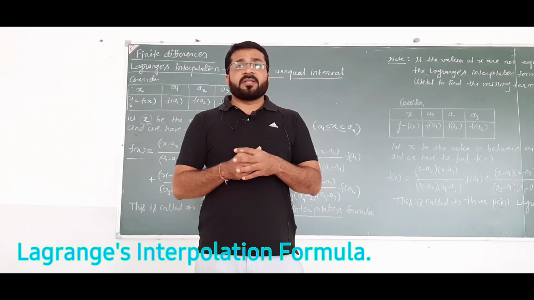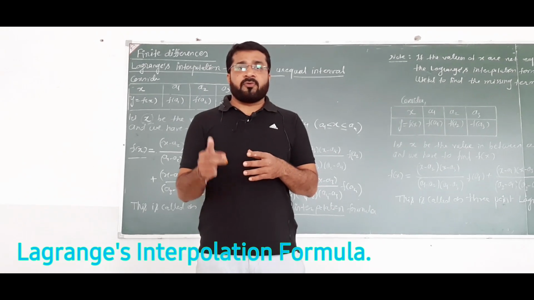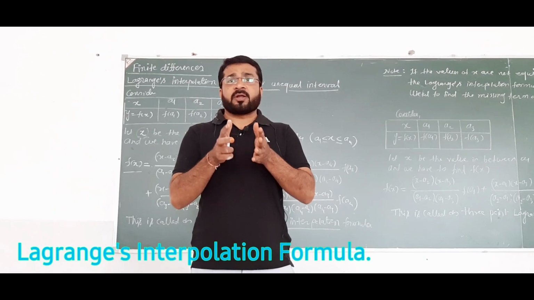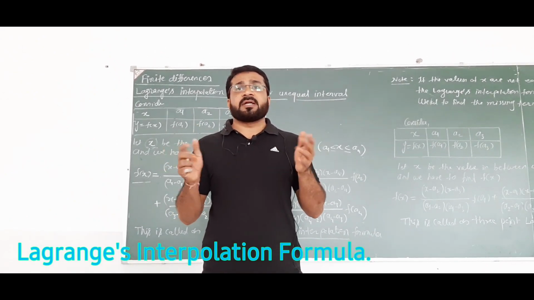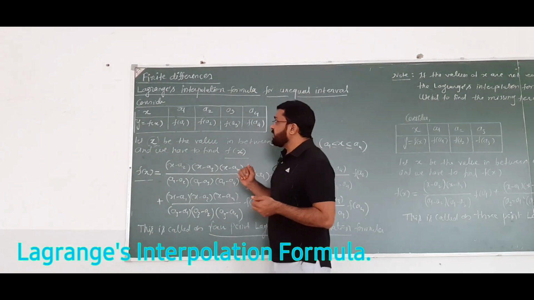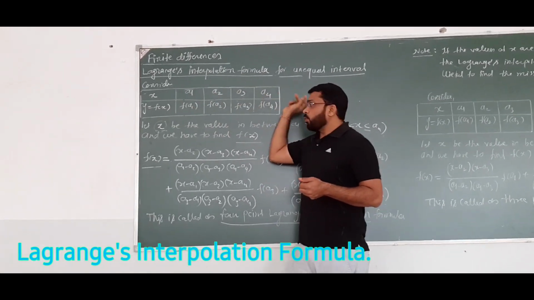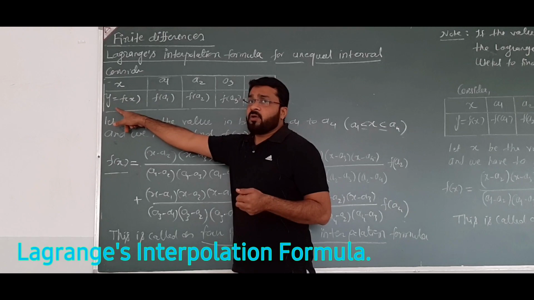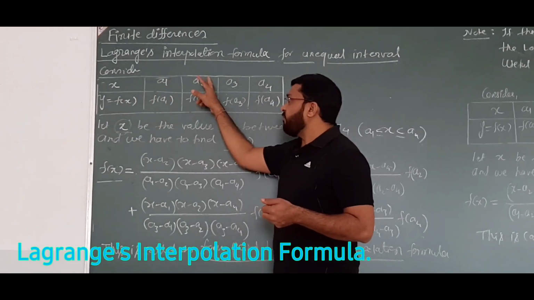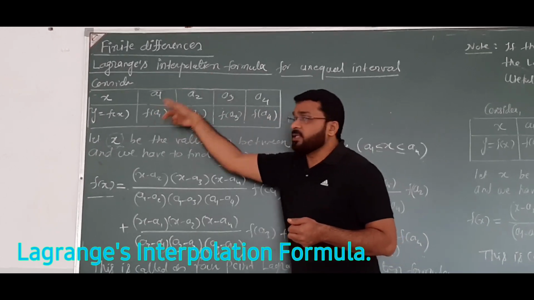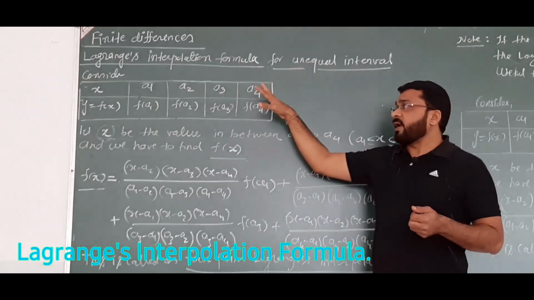Okay, let us see today the topic that is Lagrange's interpolation formula for unequal interval. Here we will find out the missing terms in between the given data. Suppose I am considering the values of x as a1, a2, a3 and a4, and the corresponding values of y we denote as f of a1, f of a2, f of a3 and f of a4.